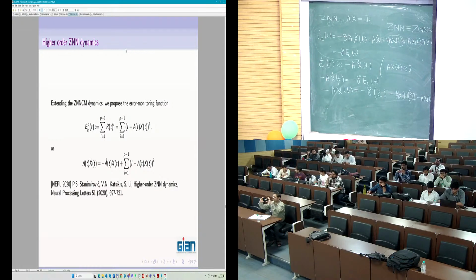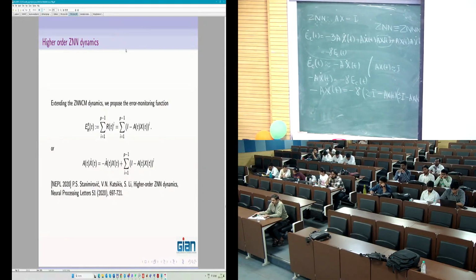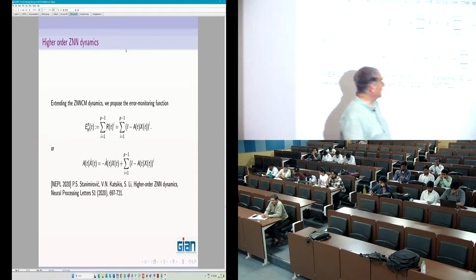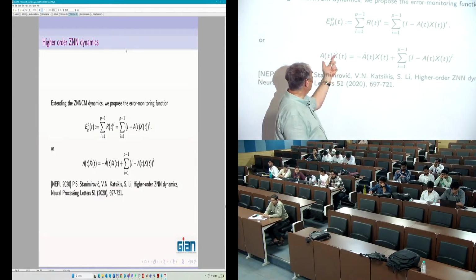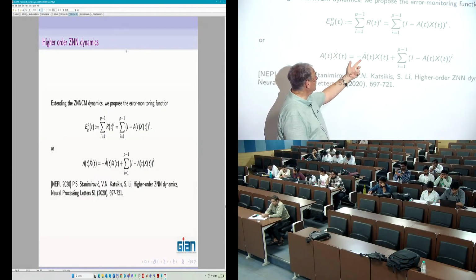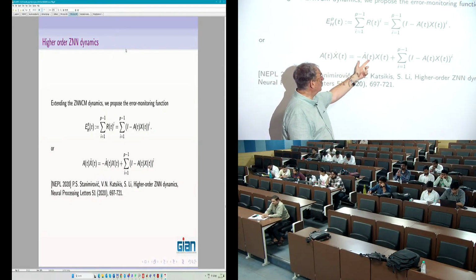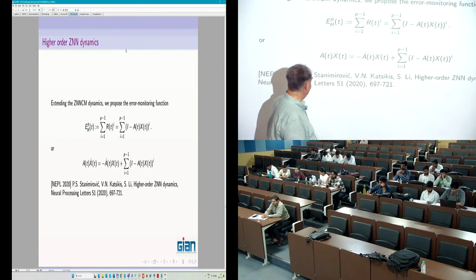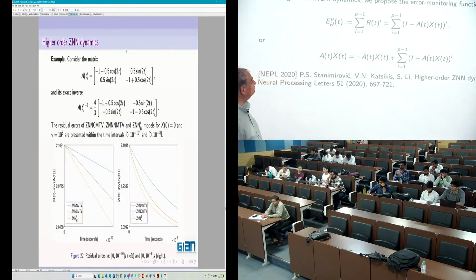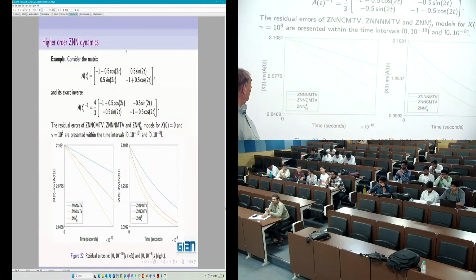I spoke about this. The right-hand side is simplified. Here the time-varying case is considered. Because of that, behind A X dot, we also obtain A dot X. And the results were fine.